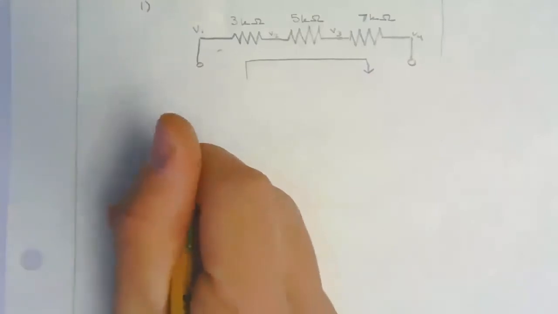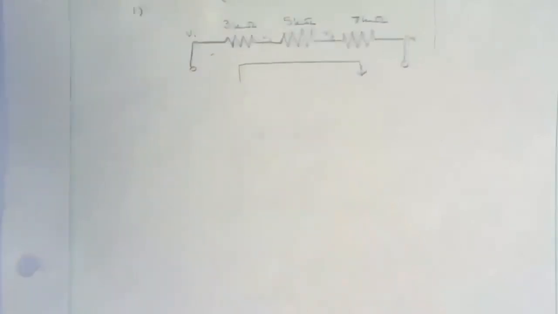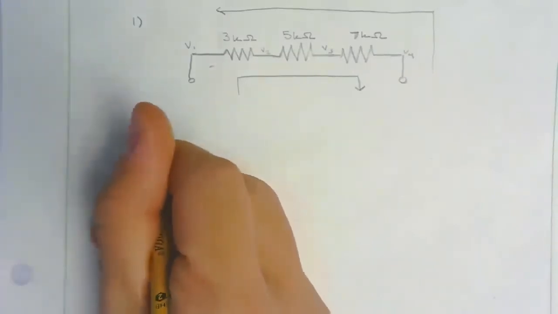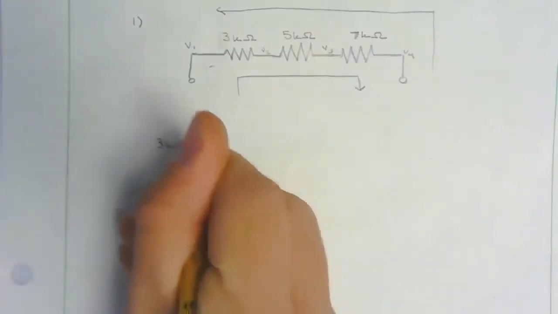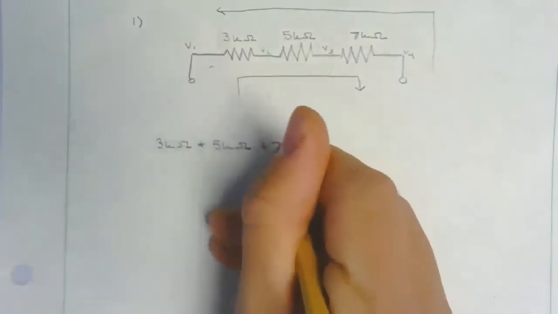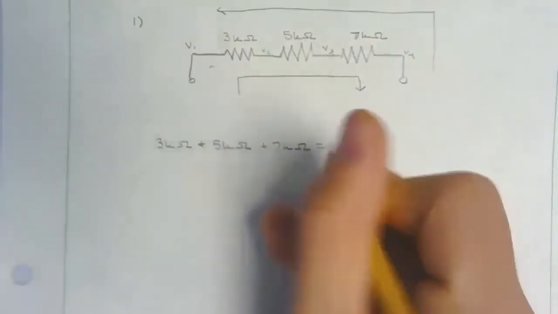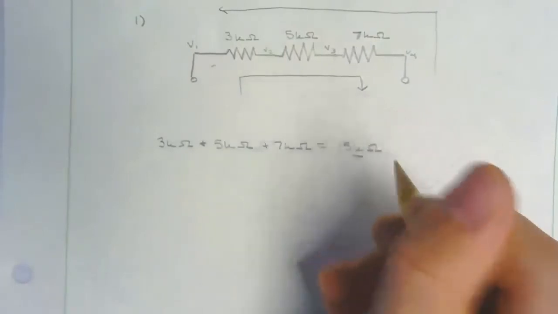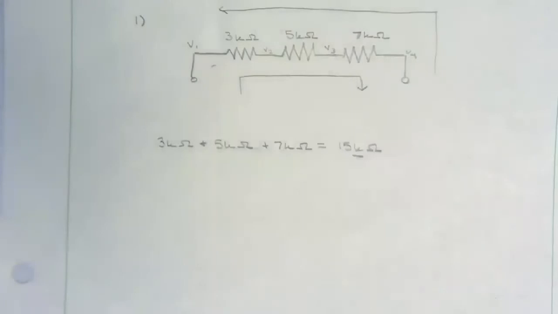Resistances in series combine, they add, it's the sum of all those resistances in series. So we're going to have our 3 kilo ohm resistor plus our 5 kilo ohm resistor plus our 7 kilo ohm resistor, all in series, giving us 15 kilo ohms total. Keep in mind the kilo ohms. 15 kilo ohms and 15 ohms are 2 very different resistances.